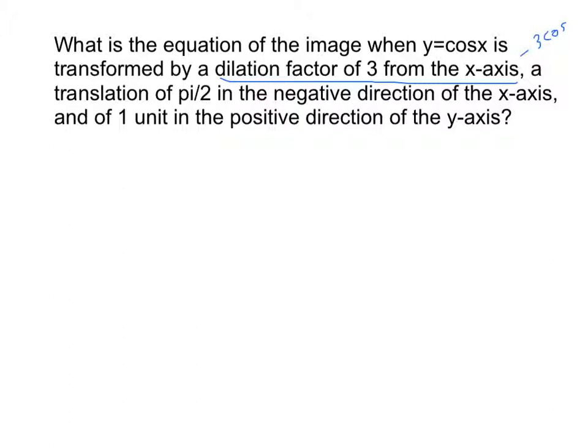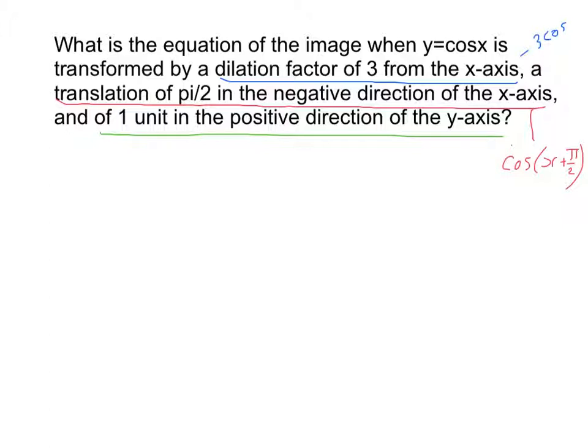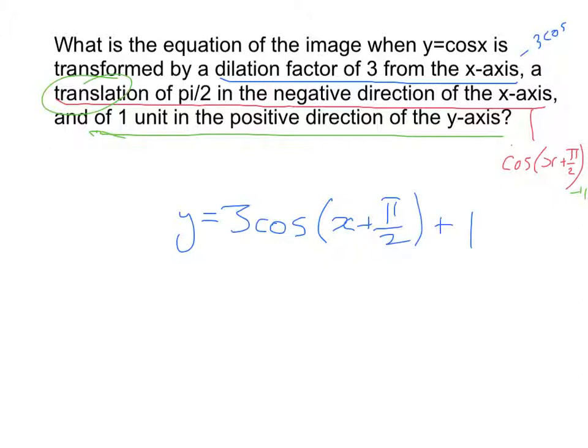We have a translation of pi on 2 in the negative direction of the x-axis. So after the cos, that bit there would be cos x, it's in the negative direction of the x-axis, so we go x plus pi on 2. And then the other bit that we have here, and 1 unit in the positive direction. It's also a translation of 1 unit in the positive direction, so it's going to be plus 1 at the end. So our equation is going to be y equals 3 cos of x plus pi over 2, plus 1. And that's the answer to that one.